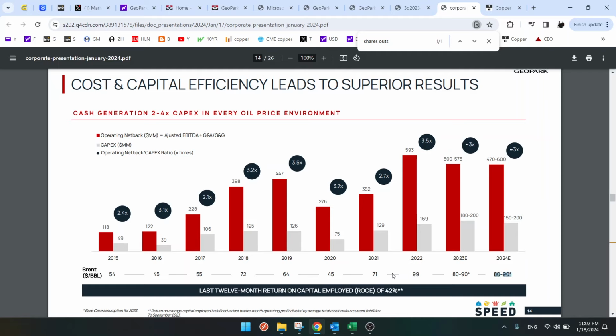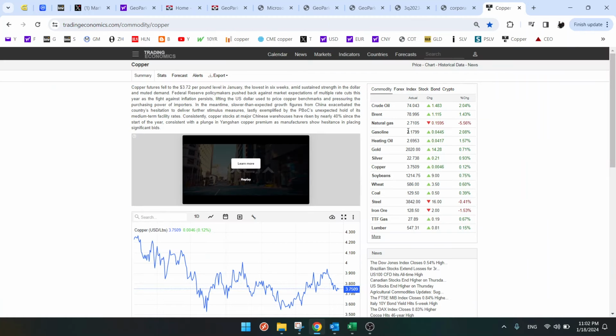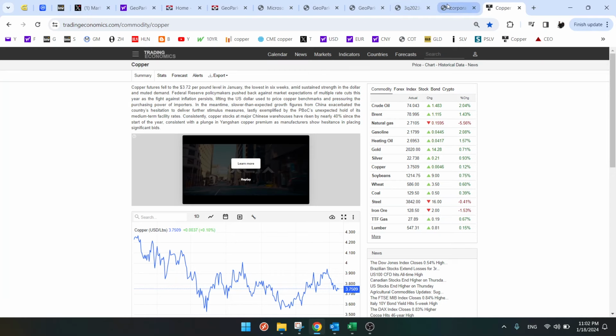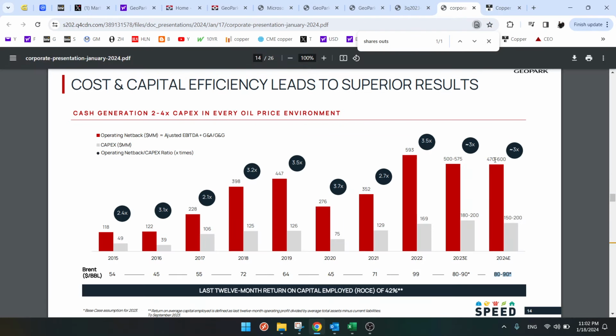Brent 80 to 90. Brent 80 to 90. 85. Yeah, it's not at 85, it's at 79. So that's $7 lower. So they think that it should be 80. Yeah, still I don't see it. I still have only 200 million free cash flow. How do they get to 300 million?